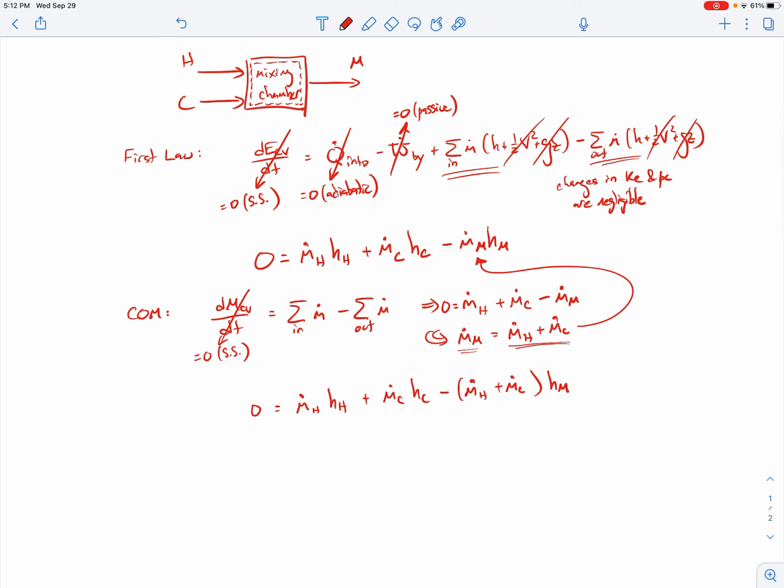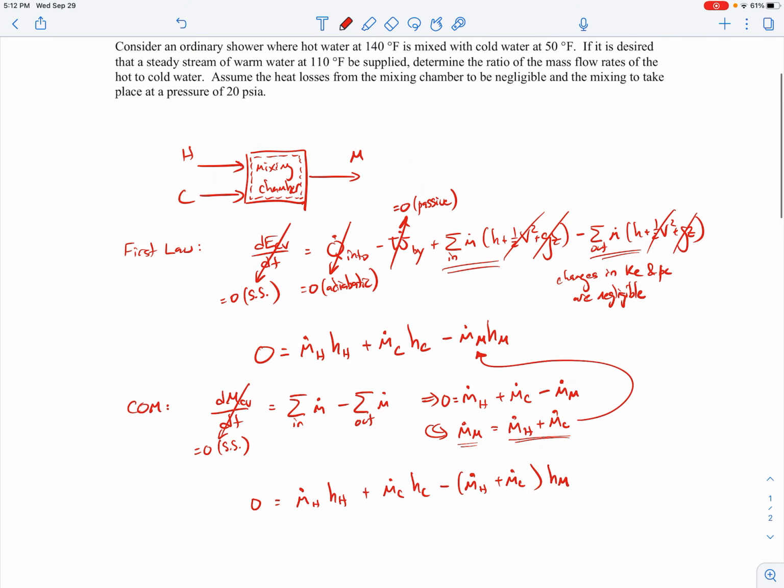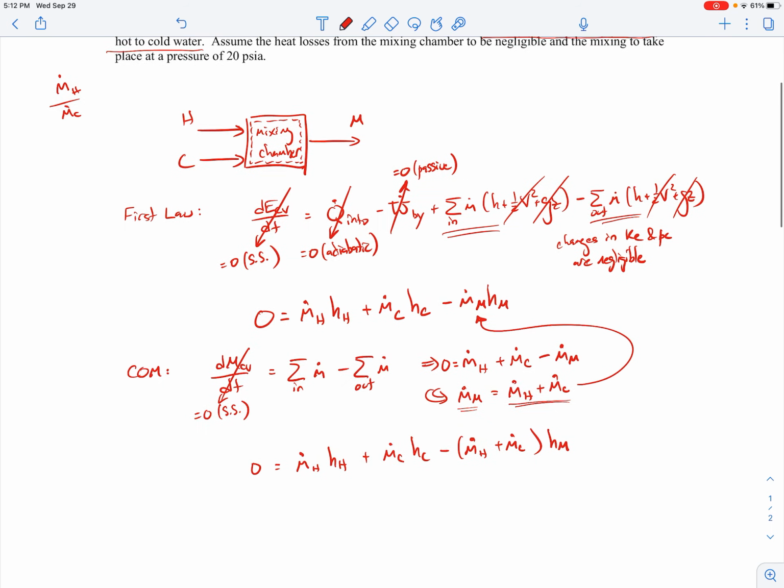Okay, and then we're trying to find the ratio, right? If you go back up to the problem statement, it says determine the ratio of the mass flow rates of the hot to cold water. So I interpret that as being, I want to find m dot h over m dot c. So the ratio of the mass flow rates of the hot to cold water. So that's what I'm interpreting that to be.